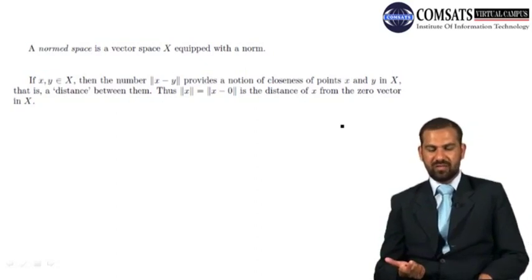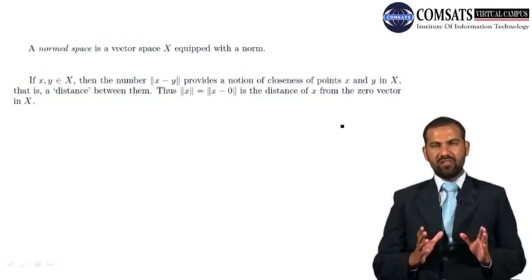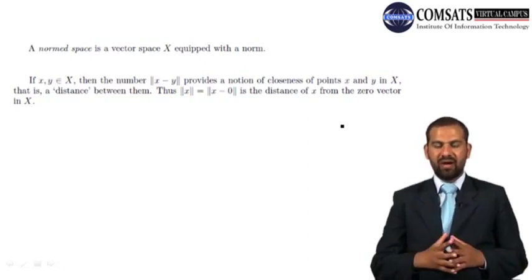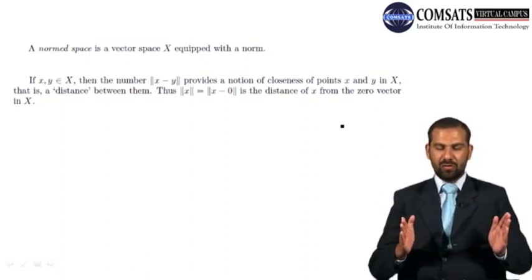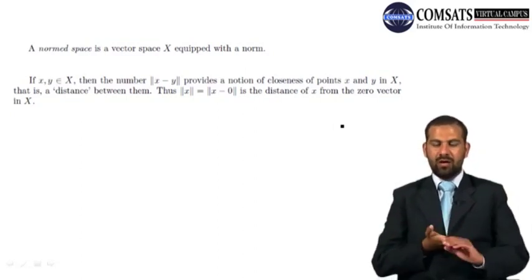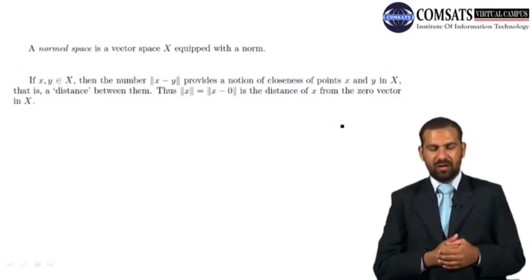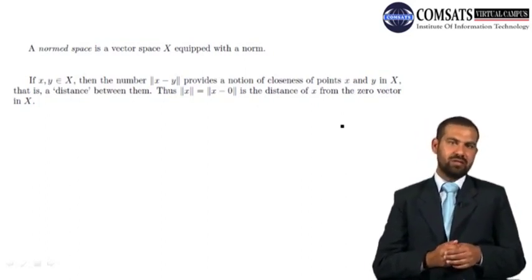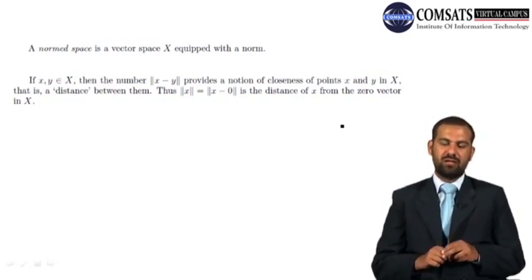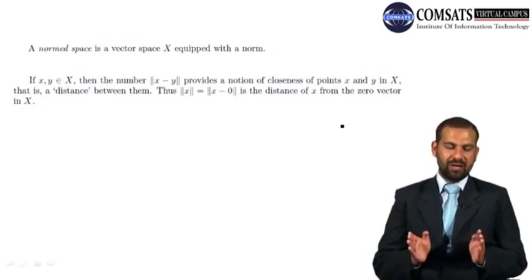A norm space is normally a vector space equipped with a norm, which you can define in various ways. Also, if you have two elements, then the norm of x minus y provides the notion of closeness, how close they are to each other. That is the distance or shortest distance between the two points. And also you know the distance from the origin. Normally the norm of x means the distance from the origin or from the zero vector, that is the norm of x minus 0. In this way we can calculate the distance.